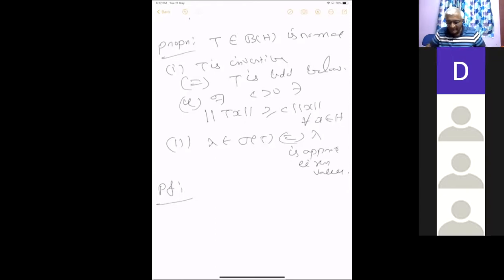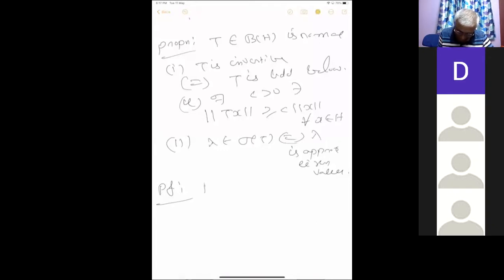If the range of T is closed, then T is bounded below, then it's a 1-1 onto map from the domain to the range. So to apply the open mapping theorem, we need the range to be a Banach space. Here it will follow. If T is normal, it will follow that the range of T is closed. So that's what we will use here.